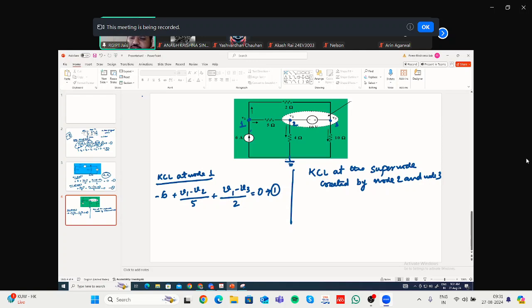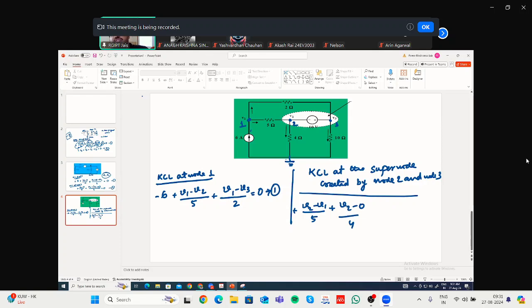So how to write that KCL equation? We'll consider V2 first. Using the same concept, V2 is greater than V1, so plus sign, V2 minus V1 divided by 5. Again, here V2 is the highest, so plus sign, V2 minus 0 divided by 4. Now we will not find out the current in the source branch.